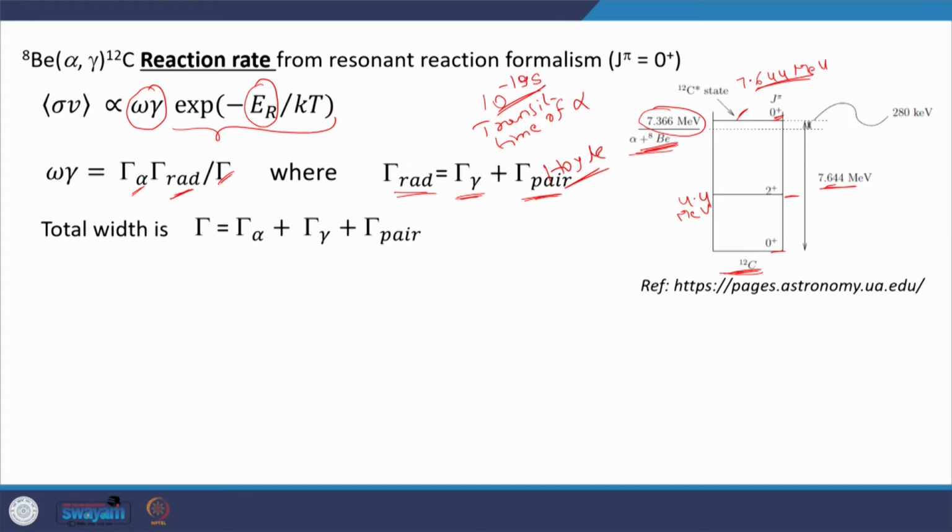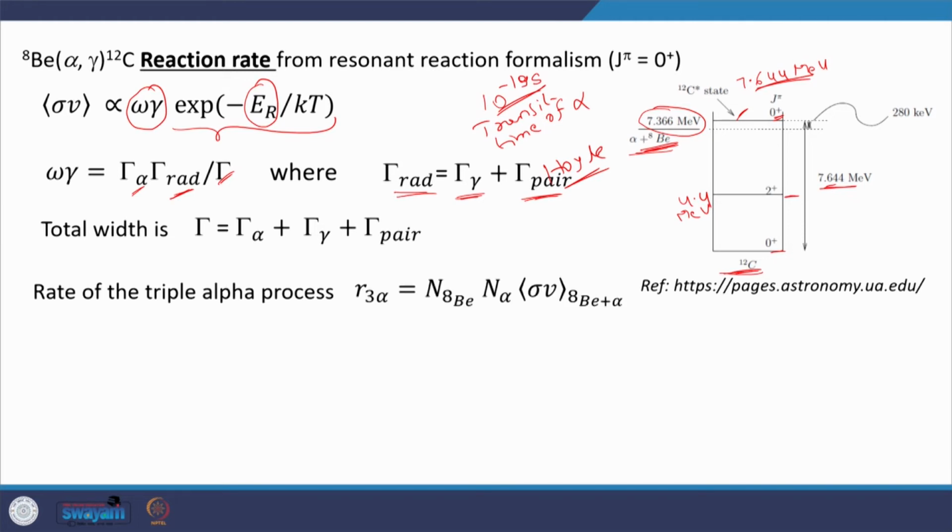So, what is the total width? It is the sum of the alpha particle width, the width corresponding to gamma decay, and the width corresponding to the positron-electron pair. All right. Now, how do we express the rate with which this triple alpha process is taking place? See, when I say triple alpha is taking place, it is not a single step. As I told earlier, it is a double step process. So, what is the number density of beryllium 8, the number density of alpha, and per pair what is the reaction rate? This is how we evaluate the reaction rate when we consider the triple alpha process.